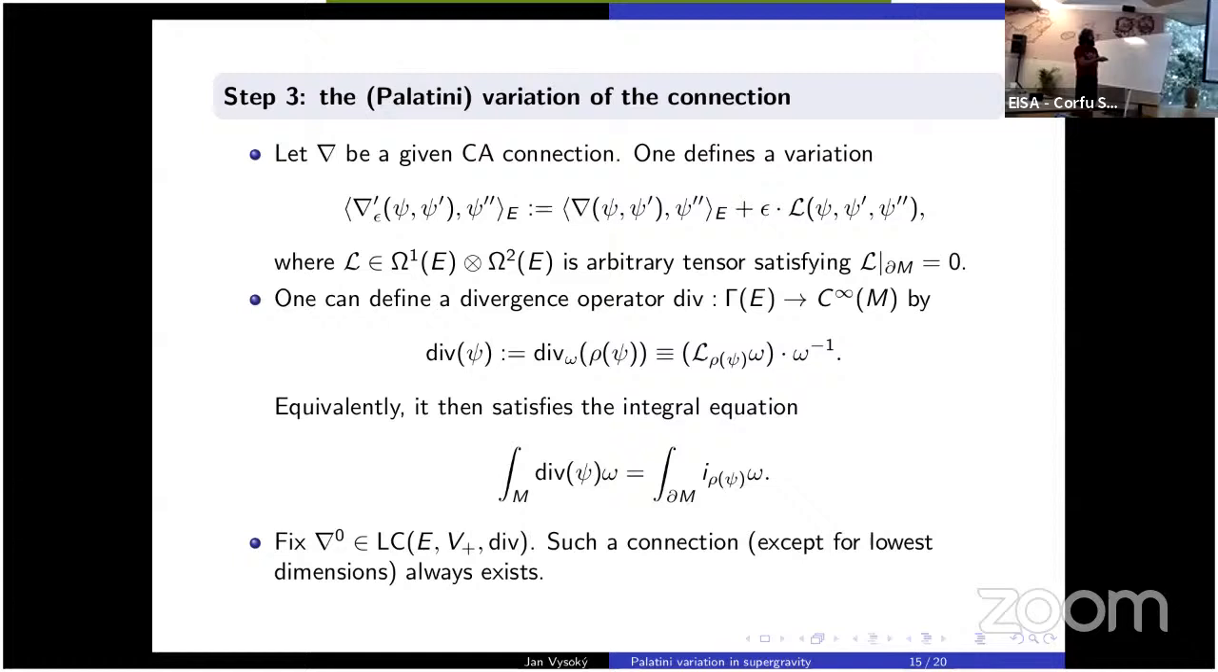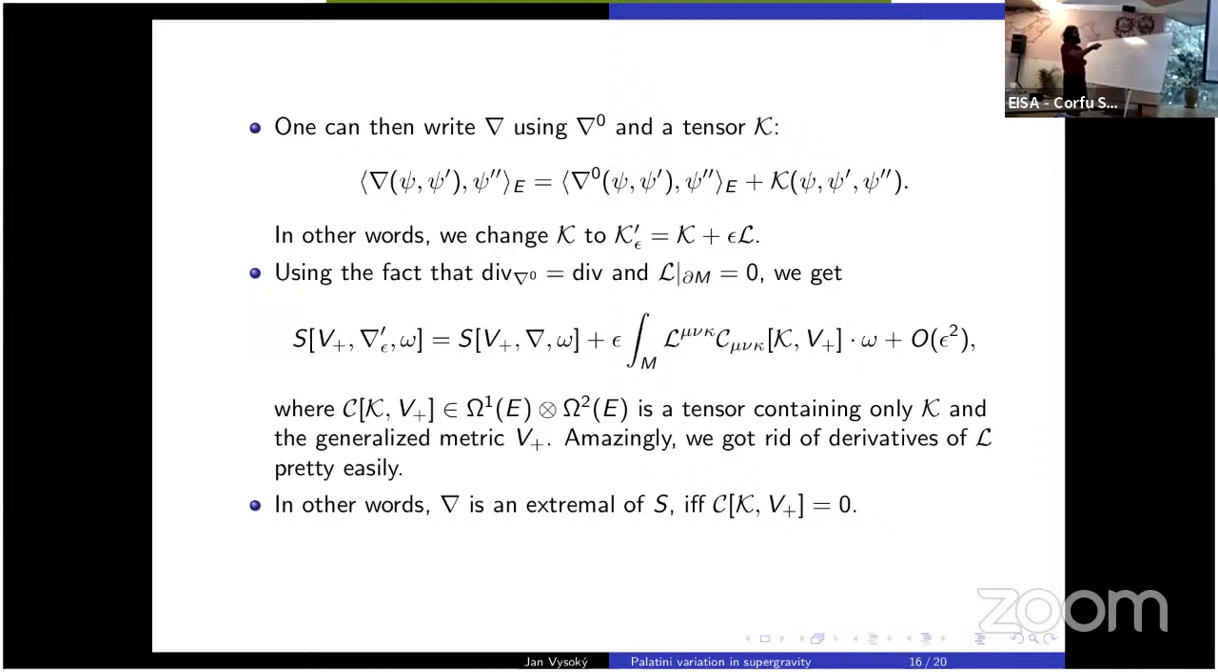And then in fact, you can describe every such connection with your starting connection nabla zero and some tensor K. And in fact, this means that we change just this tensor K to some K prime epsilon, which is K plus epsilon L. And then you just plug it inside and you calculate what happens. And the nice thing is that we were able to get rid of all derivatives of this L, which was kind of scary, if it would be possible, but it was.